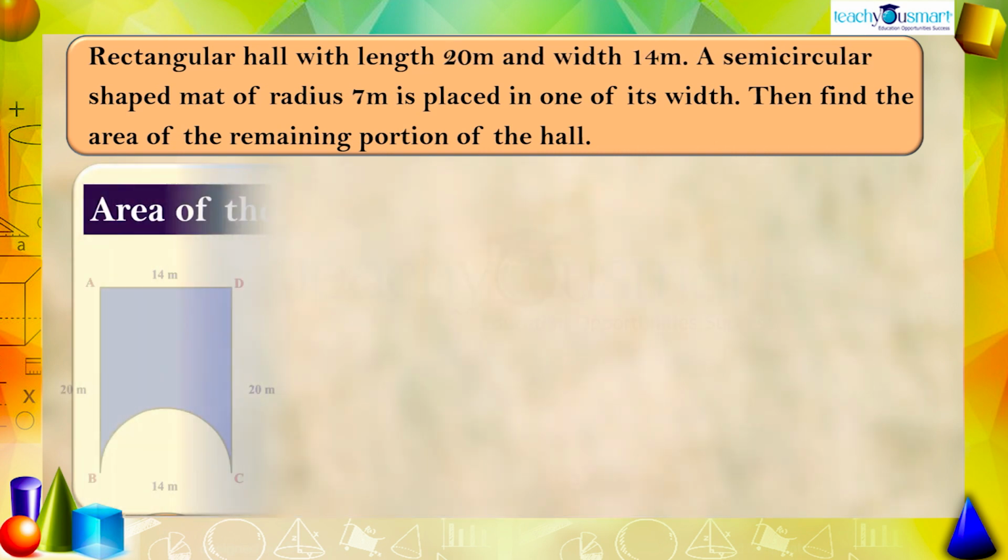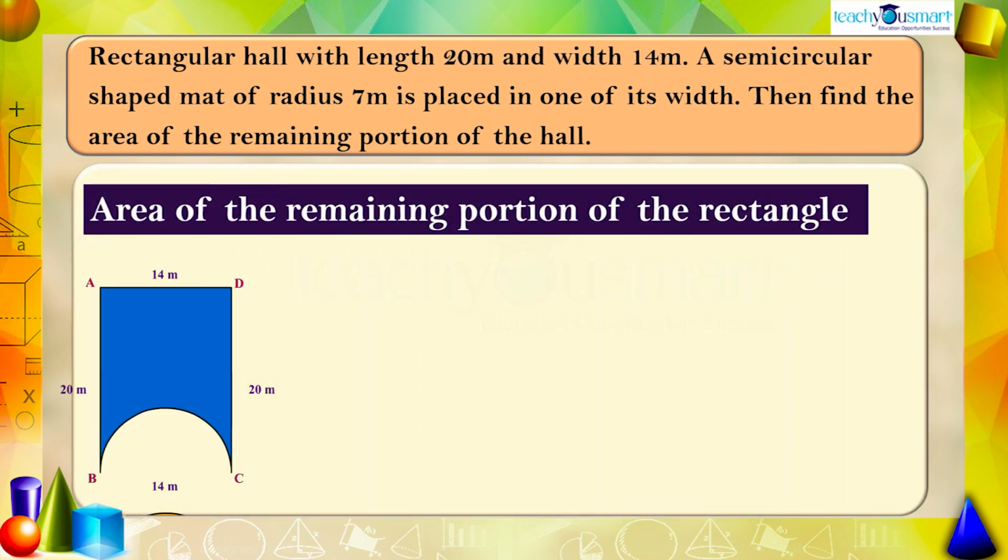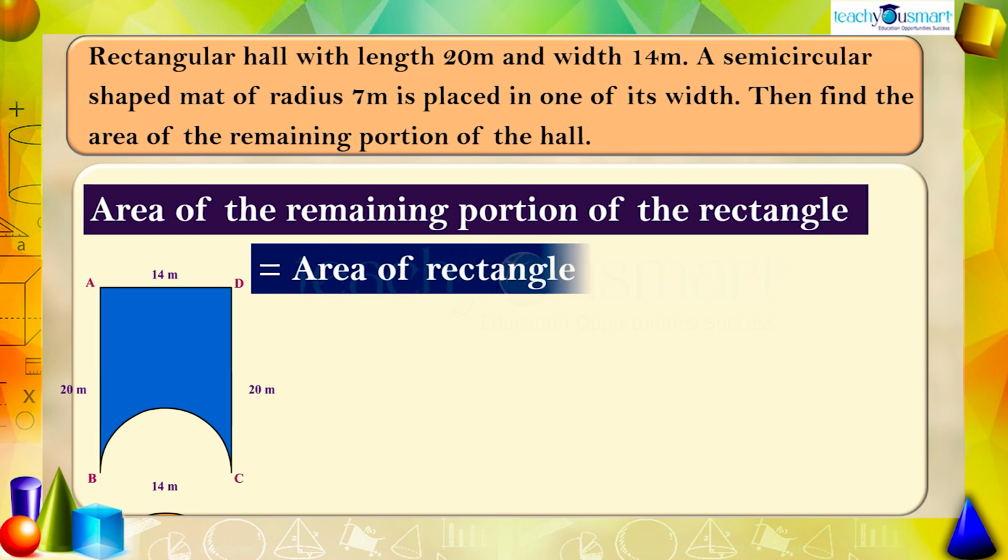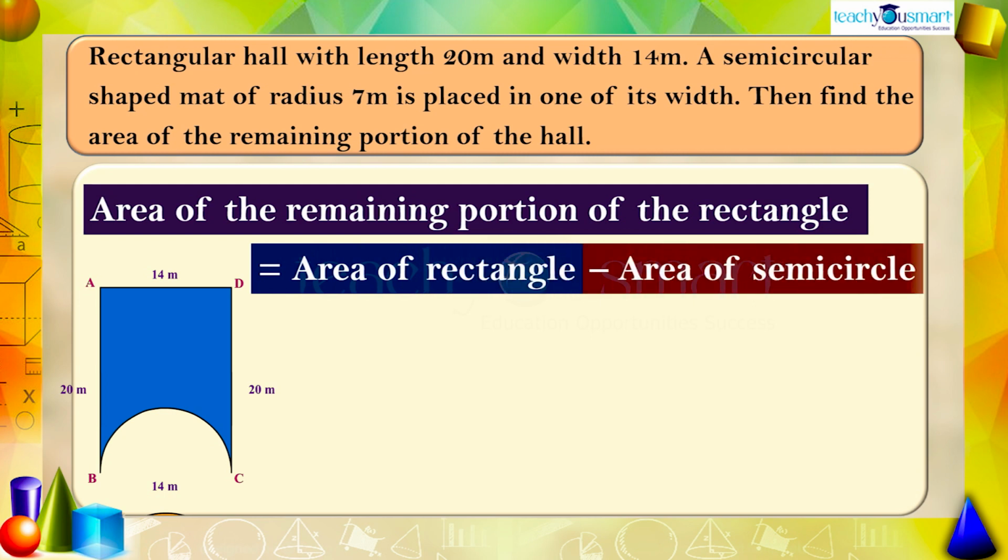Therefore, the area of the remaining portion of the rectangle equals the area of the rectangle minus the area of the semicircle equals 280 minus 77 equals 203 square meters.